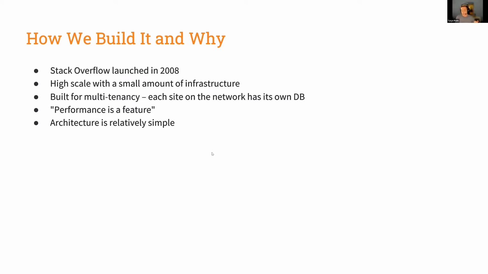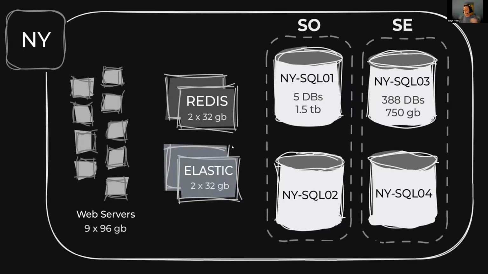Overall, the architecture of Stack Overflow is very simple. There's not a whole lot to it because we didn't have a whole lot of hardware. So there are two data centers for Stack. The main data center is in New York. Technically, it's New Jersey, but we never wanted to change the names of servers. And the DR site is in Colorado.